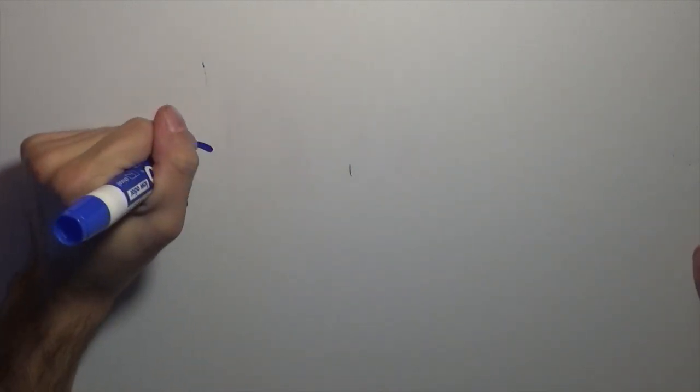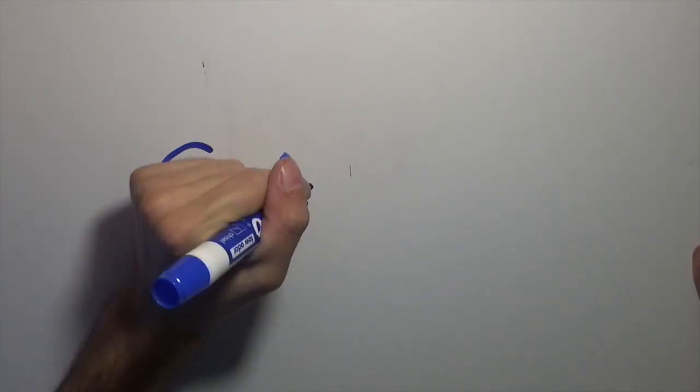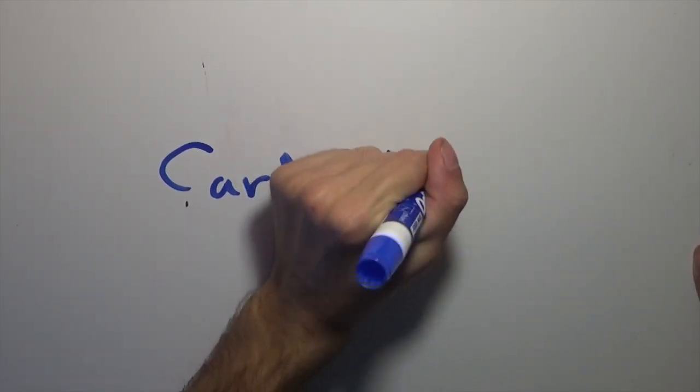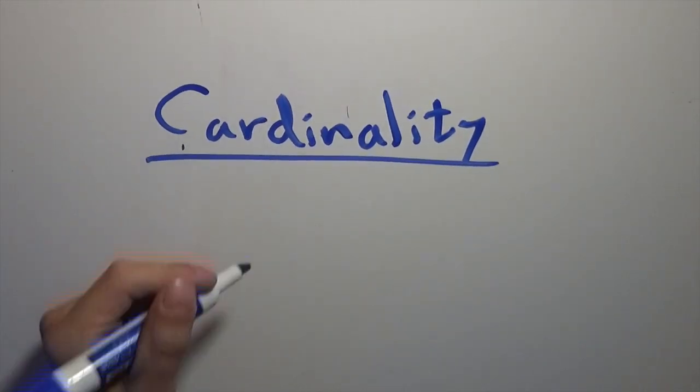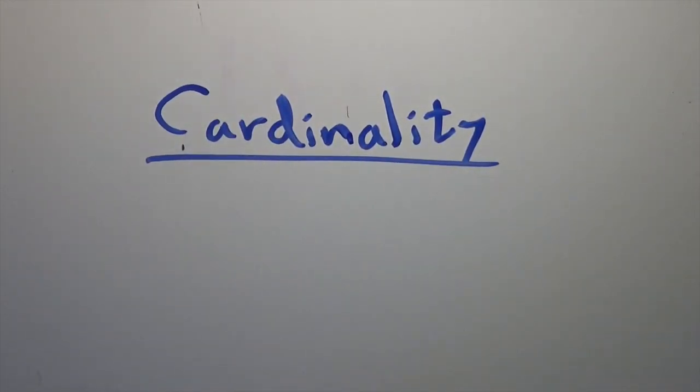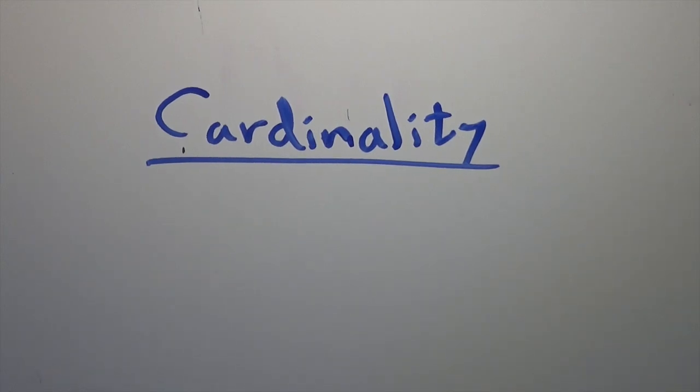Okay, so today we're going to cover the topic of cardinality. So what is cardinality? How do you spell that? Cardinality. So what is cardinality? Cardinality is, in some sense, the size of a set of objects. How big is a set? How many things are in it?